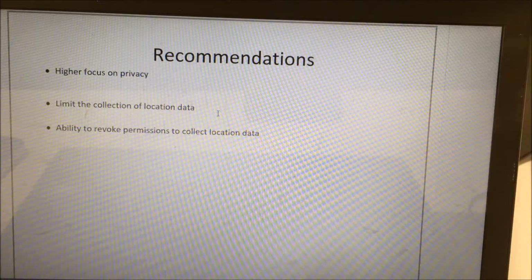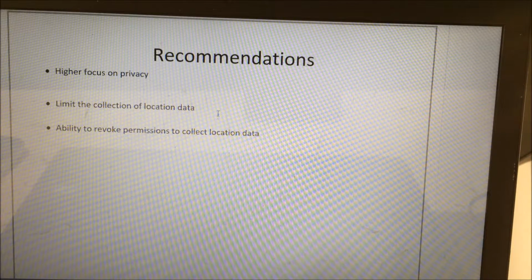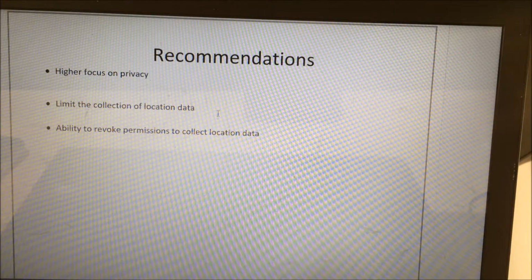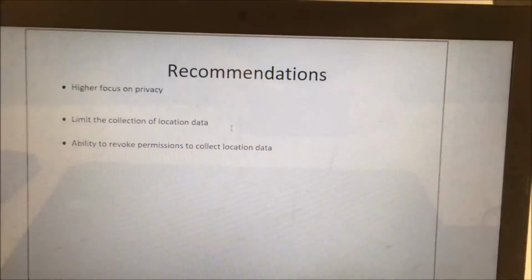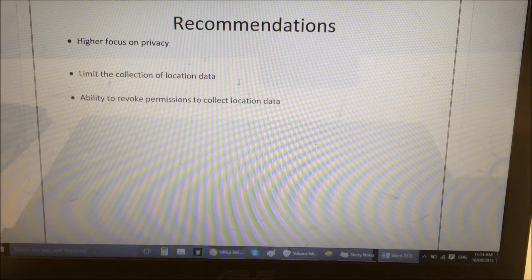Some recommendations for Uber moving forward would be to focus more on customer privacy by limiting the collection of the location data to only when customers request a driver to provide service, or for when drivers say they will take requests. Another potential recommendation is the ability for customers and drivers to revoke the permissions for Uber to collect location data if they choose to no longer use the services Uber provides.